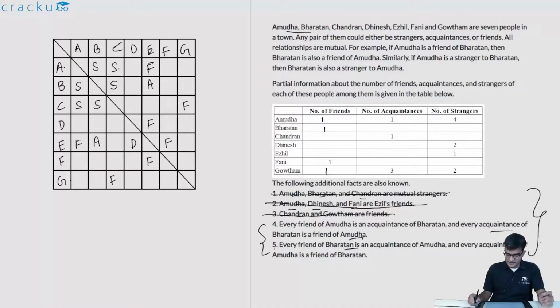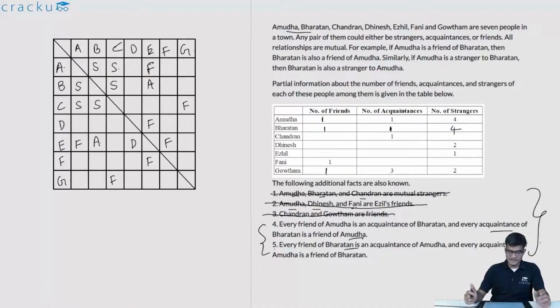And the number of friends of A is the number of acquaintances of B. So this also will be 1. This would imply that the number of strangers of B will also be the remaining 4. Another thing, especially with respect to A and B, is that we have identified 2 strangers for both of them. For A, we have identified 1 friend, and for B, we have identified 1 acquaintance.